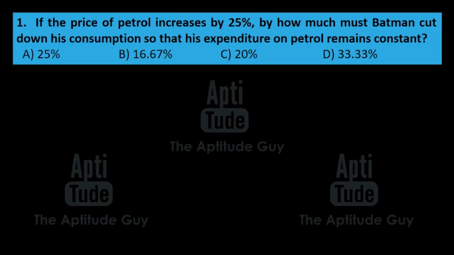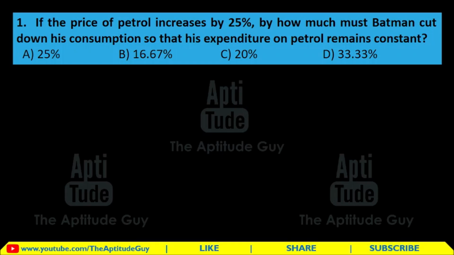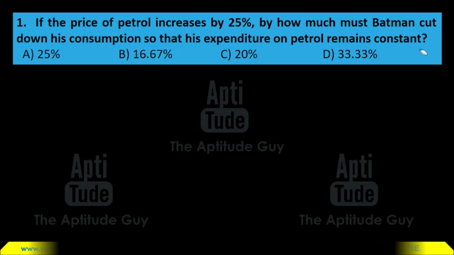Question number 1. As usual, pause the video, try to solve it, and then come back. Alright, let's solve it. If the price of petrol increases by 25%, by how much must Batman cut down his consumption so that his expenditure on petrol remains constant?